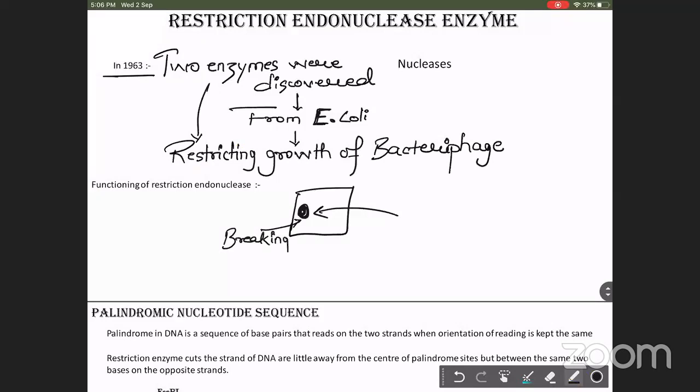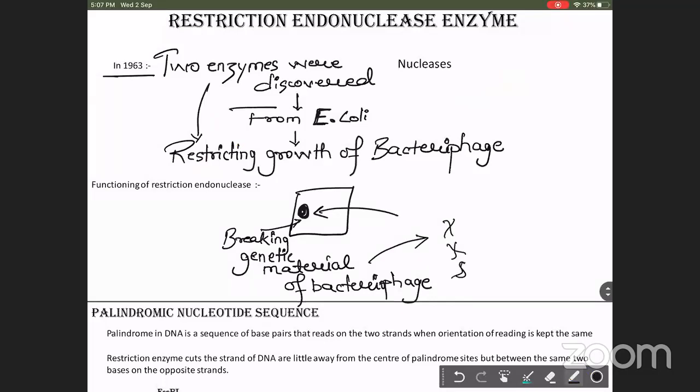breaking the genetic material of the bacteriophage. The genetic material of the organism is broken into pieces like this. Why into pieces? Because the restriction endonuclease enzyme cuts the DNA at particular places. So they will cut the genetic material of the bacteriophage, and ultimately the genetic material will come into fragments. So ultimately the bacteriophage will not grow in the E. coli.